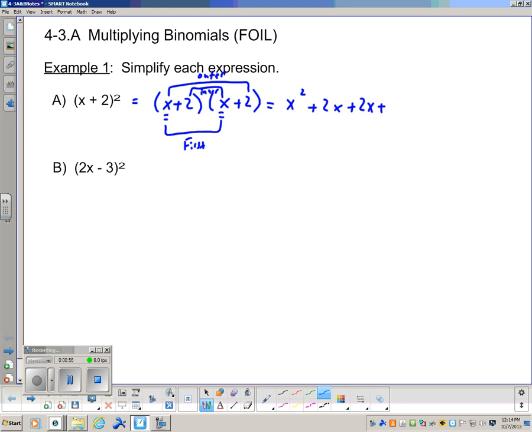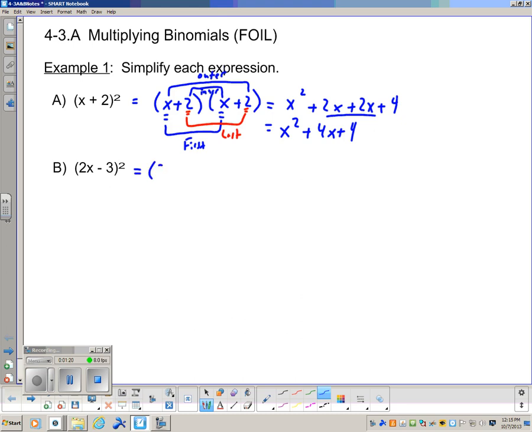And then we've got the last terms are this 2 and this 2 here. They're the last terms. So multiplying those together, we get 4. So now just combining those middle terms, we get x squared plus 4x plus 4. So that's FOIL: first, outer, inner, last. So let's try another one of those.